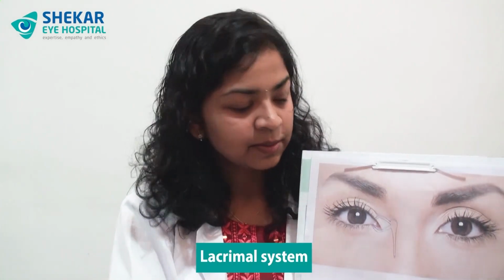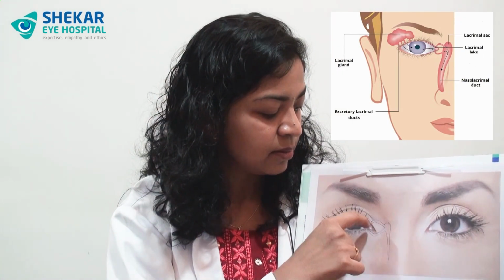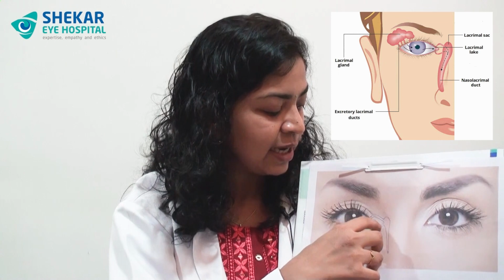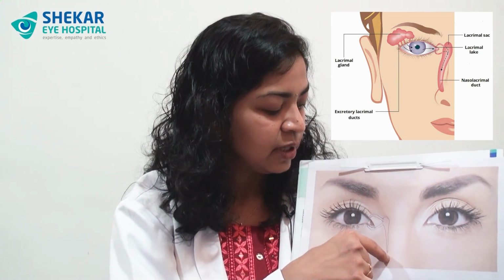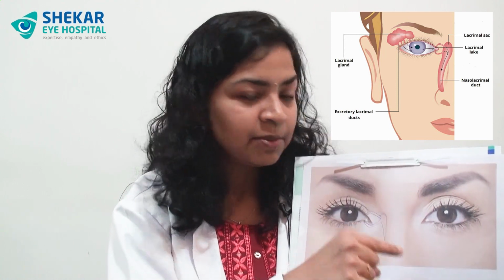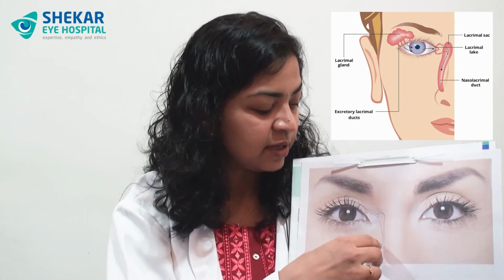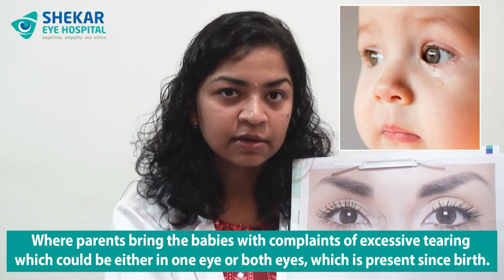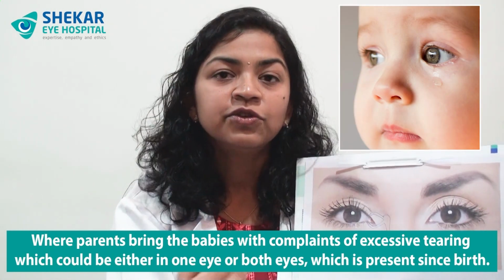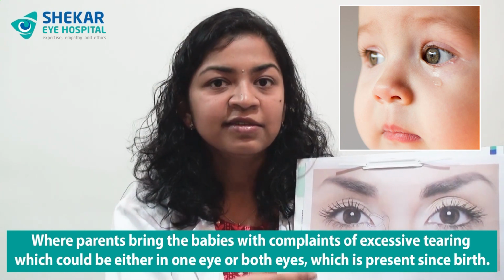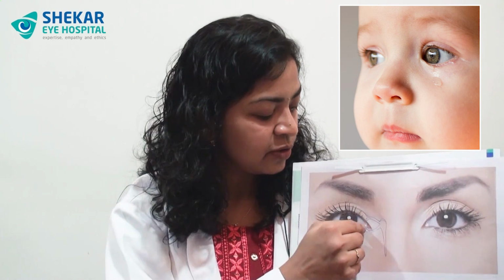Coming to the lacrimal system. So what happens, the tears in the eyes are normally drained into the nose through the ducts called canaliculi, and through the lacrimal sac, and through the nasolacrimal duct into the nose. Sometimes there is a maldevelopment in this structure causing blockage, and the most common type of blockage is nasolacrimal duct obstruction, wherein parents bring the babies with complaints of excessive tearing, which could be either in one eye or both the eyes, which is present since birth. And there also can be some collection of the discharge in that eye.